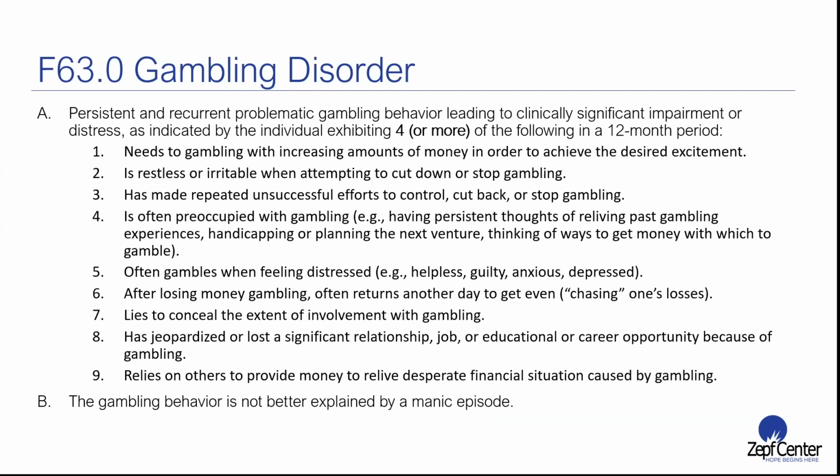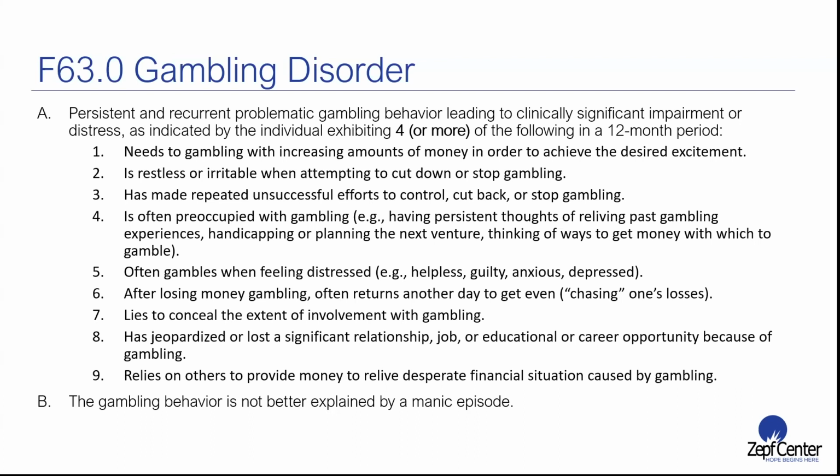For the DSM-5 criteria, this is the criteria for gambling disorder. The important thing to note here is that there are 9 criteria, and in a 12-month period, to have a gambling disorder, the individual must exhibit at least 4 or more. Something interesting, if we're comparing diagnoses, is that substance use disorder has, I think, 11 criteria, and you only have to meet 2. Gambling disorder has 9, and you have to meet nearly half of them.